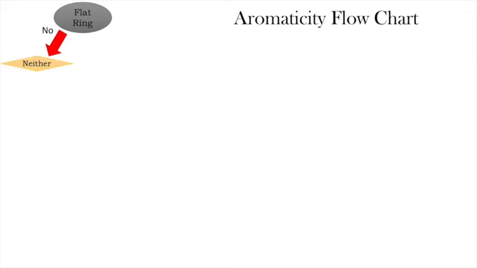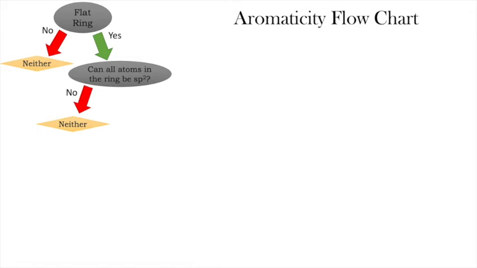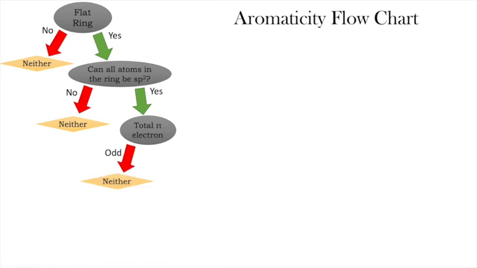So is it a flat ring? If it's not a flat ring, it's neither. If it is a flat ring, then you ask yourself, can all the atoms in the ring be sp2? If no, then it's neither. If yes, then you have to count up the pi electrons. If it's an odd number of pi electrons, like the radical, it's neither.